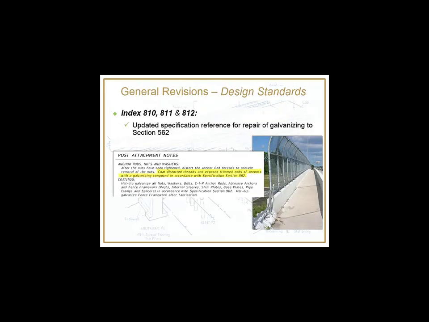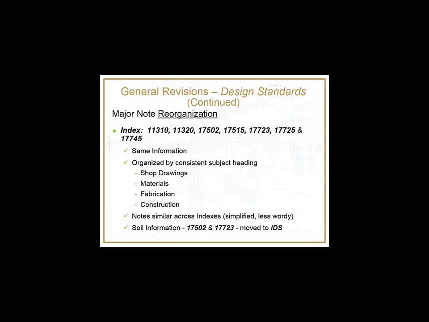The general revisions apply to multiple indexes simultaneously. We're just catching up on some specification changes from previous years. The galvanizing repair is actually under Section 562 in the specification. Previously it was 975. This is primarily affecting our bridge fencing standards. Chester alluded to reorganization of the notes on the design standards for the sign, signal, and lighting standards, so they should be a little more consistent across different indexes.